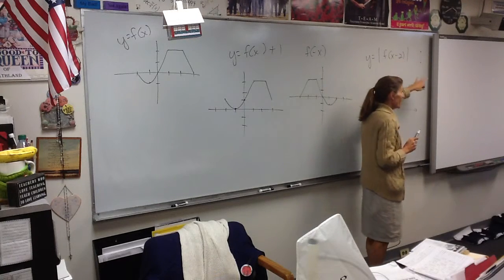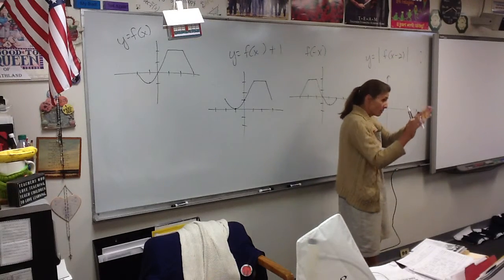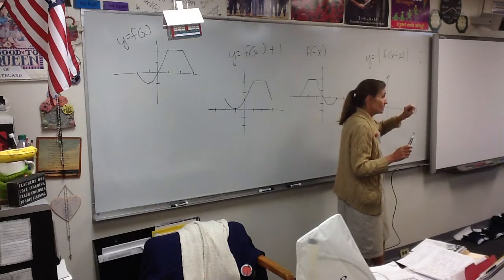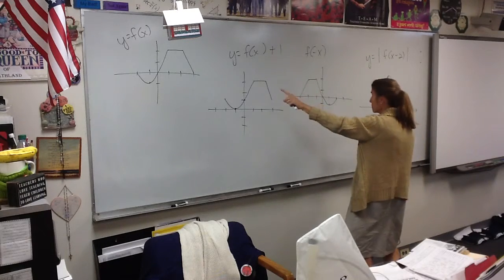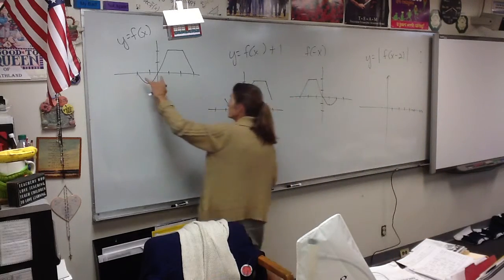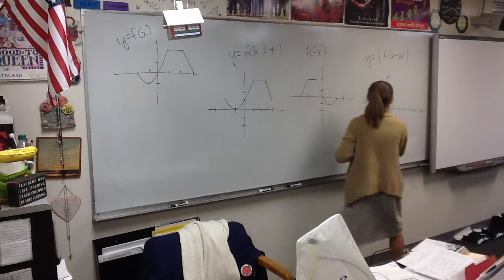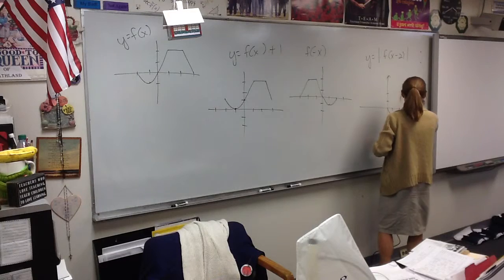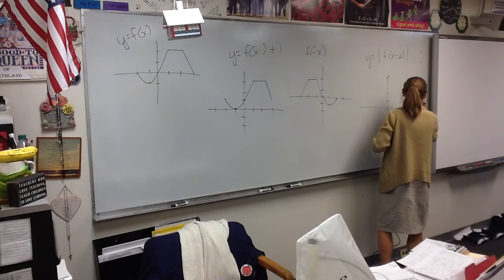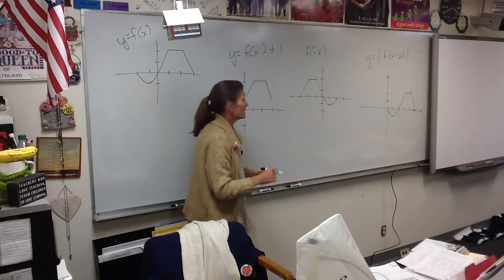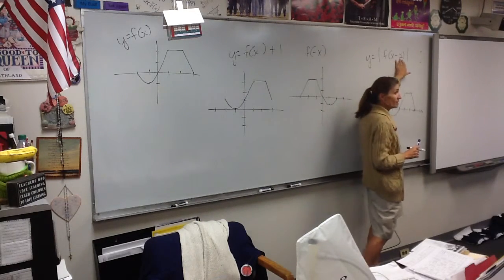What does x minus 2 do? Inside the parentheses, x minus 2. Bailey? Moves it to the right too. So I'm going to take my original picture and I'm going to move it to the right 2 units. So this little guy is going to get shifted over here. So is everybody okay? That's step 1. Is everybody okay with shifting to the right?